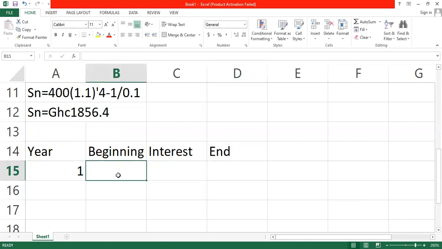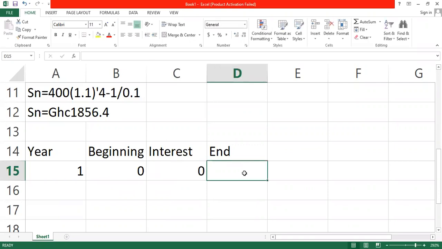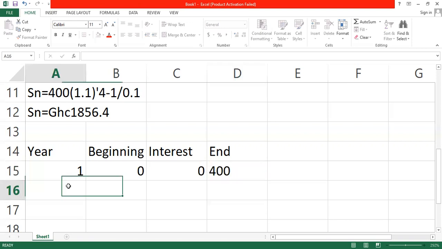At the beginning of the year, are we going to have any amount in the investments? No, because the money will be transferred at the end of every year. So are we going to earn any interest for year one? No, because the money won't be there. We only earn interest on amounts from the beginning to the end. So what will be the end amount? 400. It will be at the end that they will put 400 into the investments.